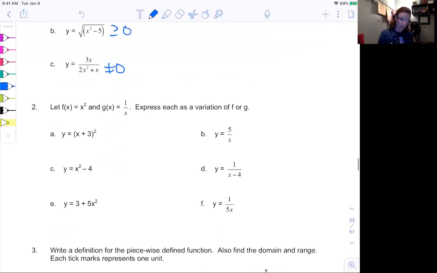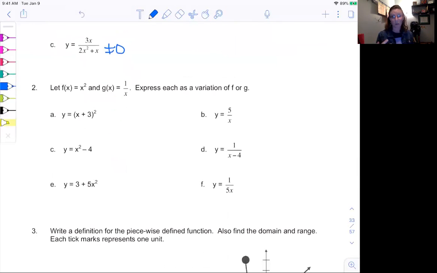The next section is actually a review of what we were just working on. So this is those transformations and wanting you to take one form of an equation and write it as a function. So the first thing is to notice what type of equation we're looking at.